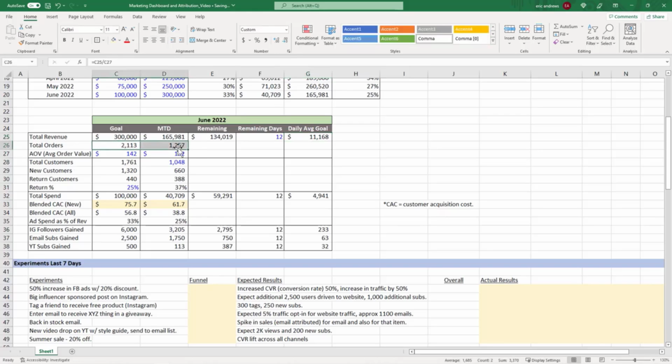Then I look at orders and I divide the revenue by total orders to figure out your average order value, which we call the AOV. Our goal is 142 and month to date, our AOV is a little lower. That could be because maybe we're running a discount, which we are. Or it could be that our product mix has changed and we're selling more of a product that has a lower price. You want to make sure that you're understanding this data, and if it's changing, that you are adapting your strategy accordingly.